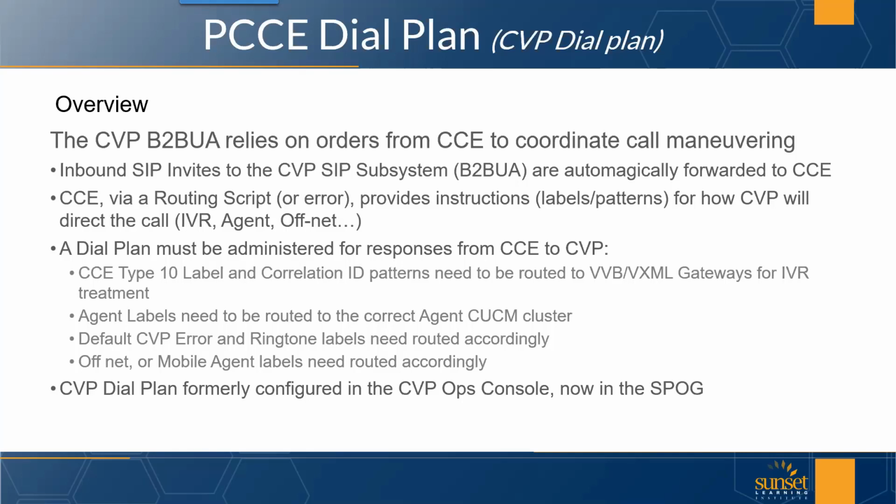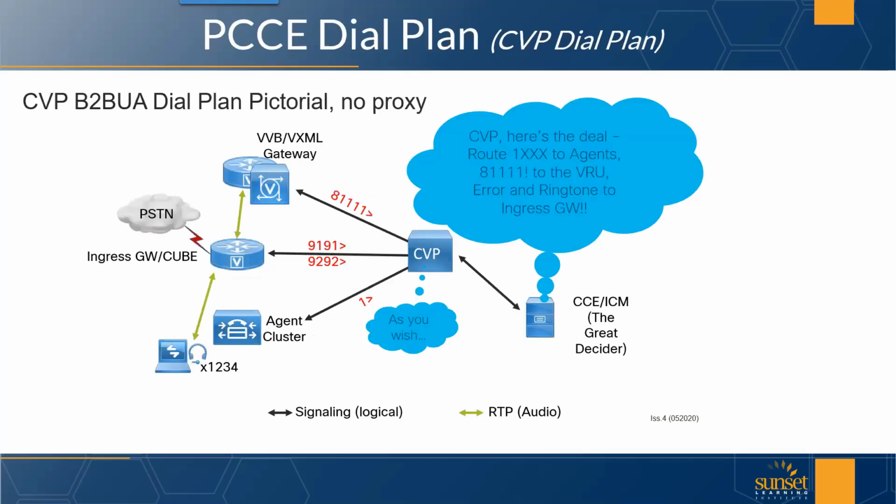So again, anything coming into CVP is automatically routed as a route request into ICM. Anything coming back from ICM requires configuration in CVP to deliver the call to the appropriate location. And we can look at that in a high-level way with this slide. While it's very high level, I think it's pretty instructive.